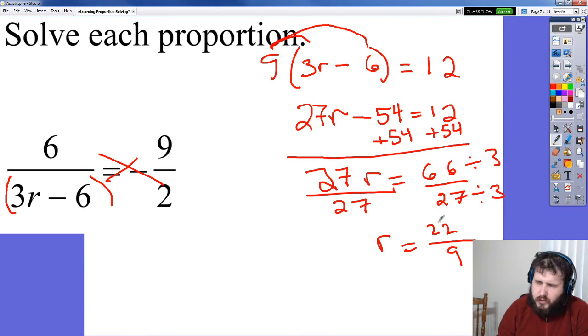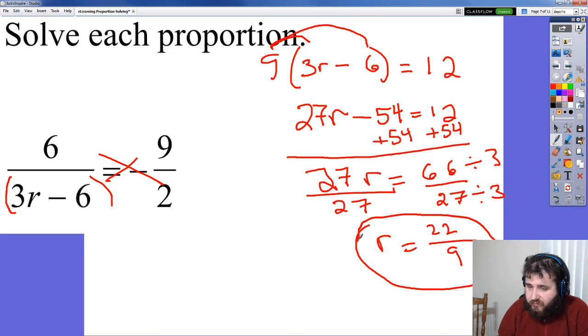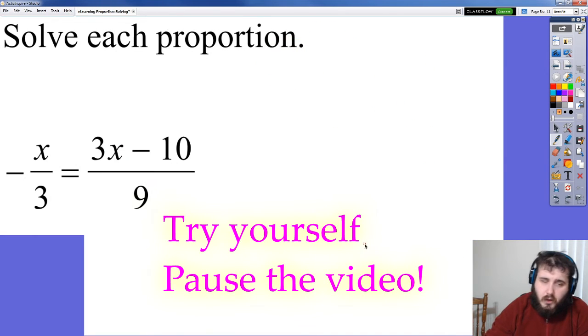You look, 22 doesn't have any factors of 3 in it. 9 doesn't have any factors of 11 or factors of 2. So this is my final answer. No common factors left. Alright, go ahead and try this one on your own.